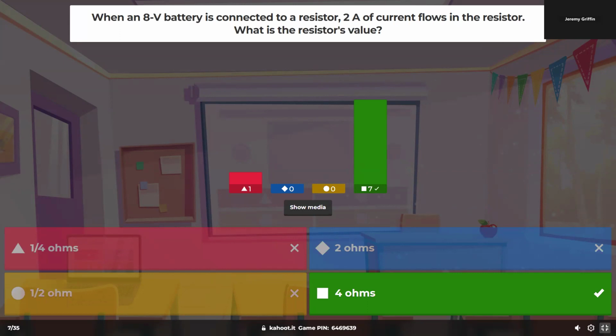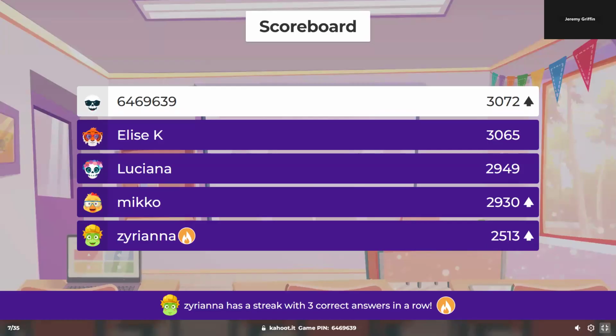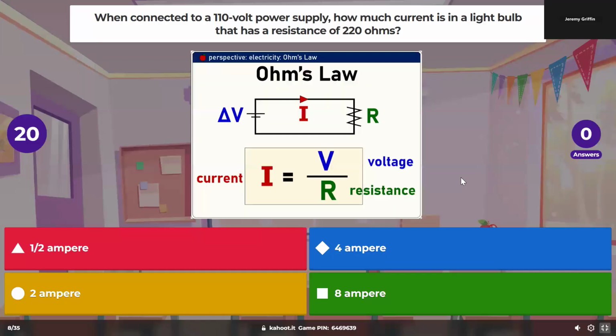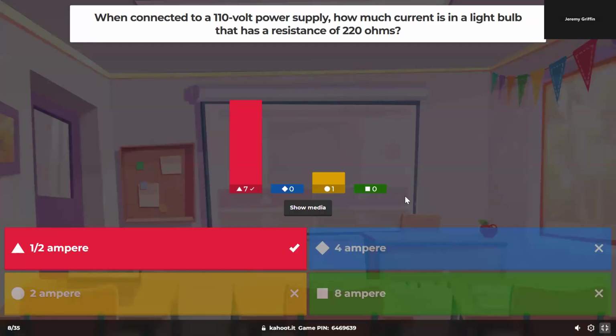I think the next one's also Ohm's law. Let's see if that's true. When connected to a 110 volt power supply, how much current is in a light bulb with a resistance of 220 ohms? Let's try this. 110 volts on 220 ohms. Well, what's 110 on 220? Yeah, half an amp. Okay.